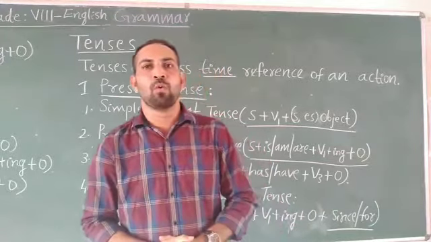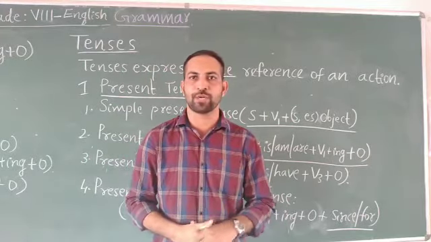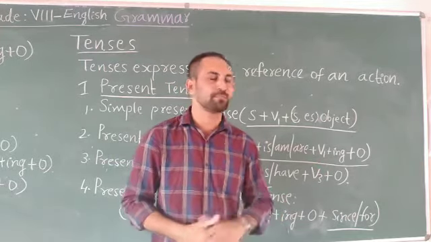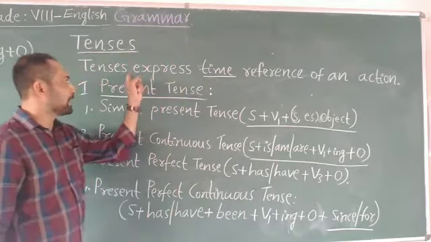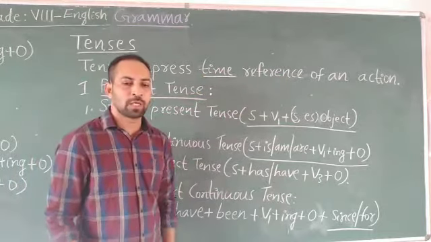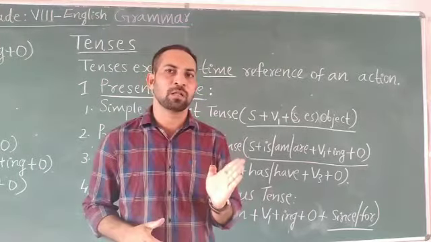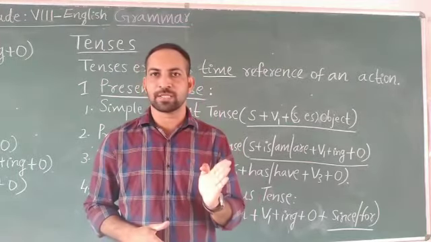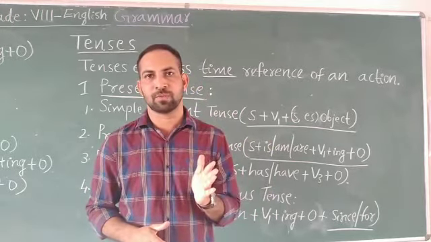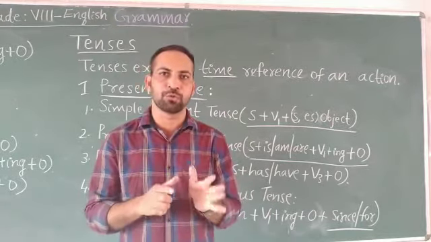What is tense? Tense is the expression of time reference of an action. Tenses express time reference of an action. There are mainly three types of tenses. They are past tense, present tense, future tense. These three types of tenses are classified into 12.